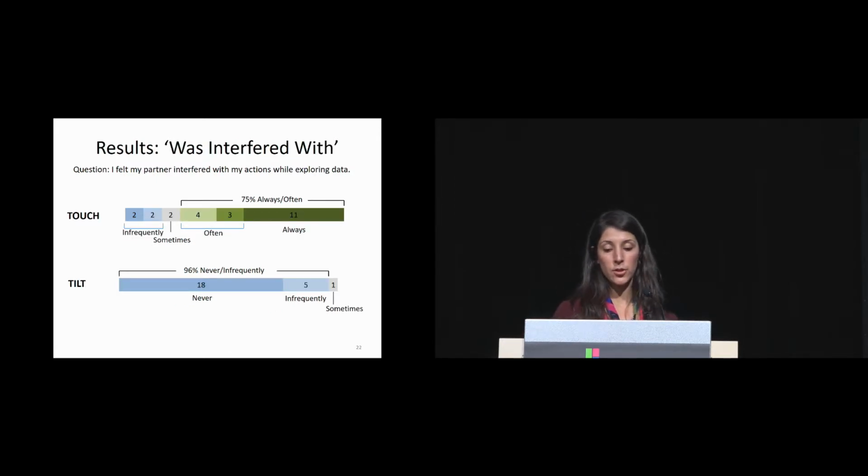We found a similar trend when we asked people if they felt disrupted by their partner's actions. In touch, 75% of people reported that they felt their partners interfered with their ongoing actions. In tilt, however, 96% of people said that they never or infrequently were interfered with.